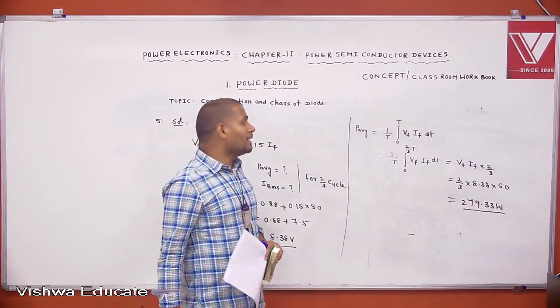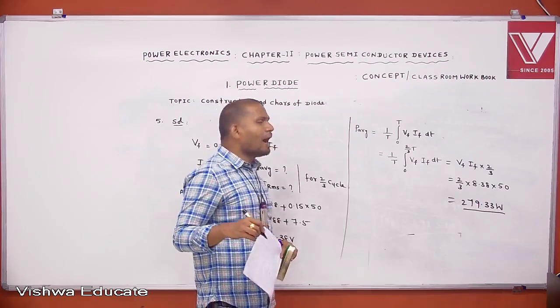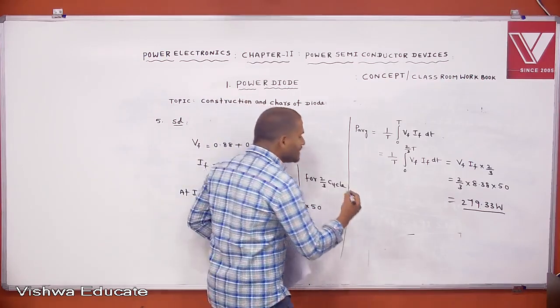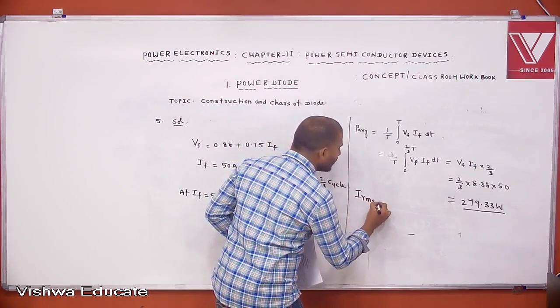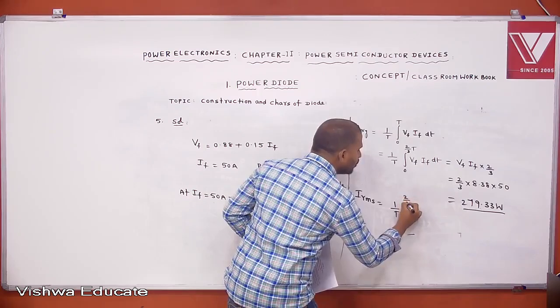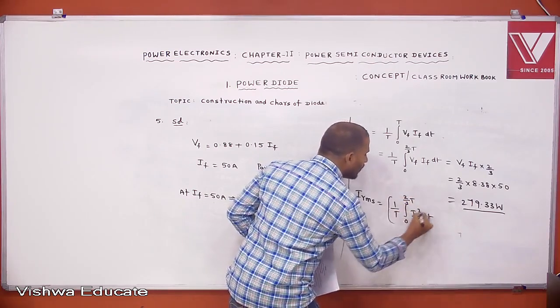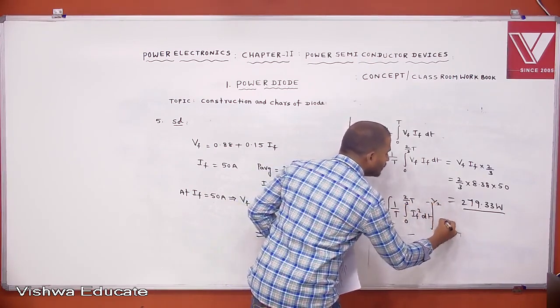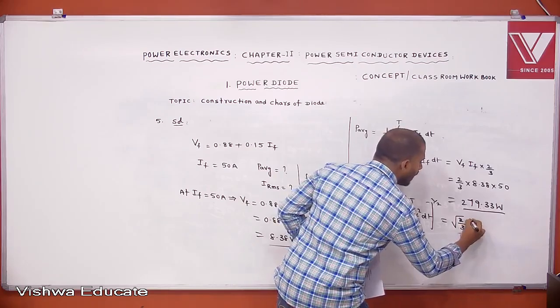Then we calculate RMS current rating. How to calculate RMS current? In RMS current also we calculate IRMS equal to 1 by T integral 0 to 2 by 3 IF square dt whole to the power of 1 by 2. Then you simplify this one. What do you get? Root 2 by 3 into IF.